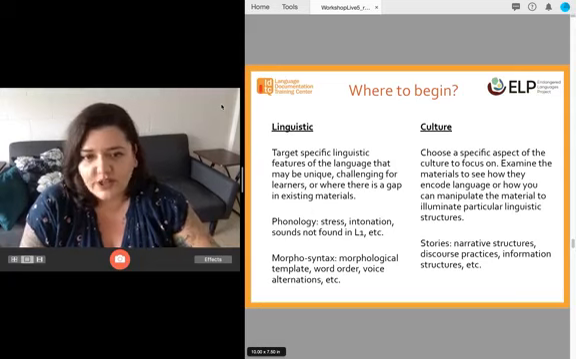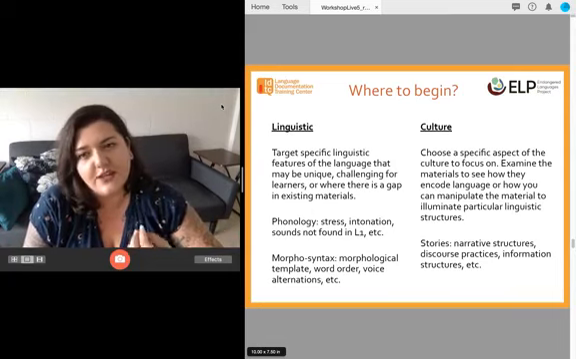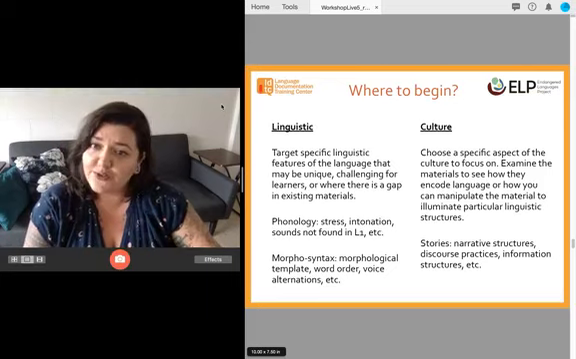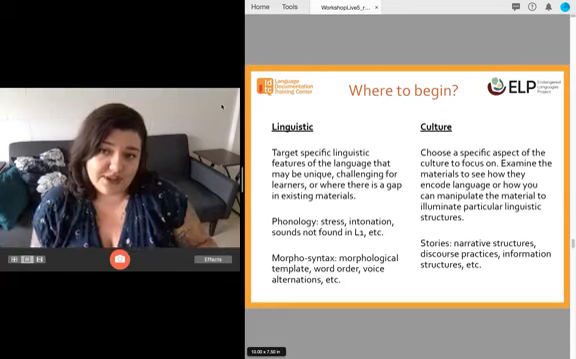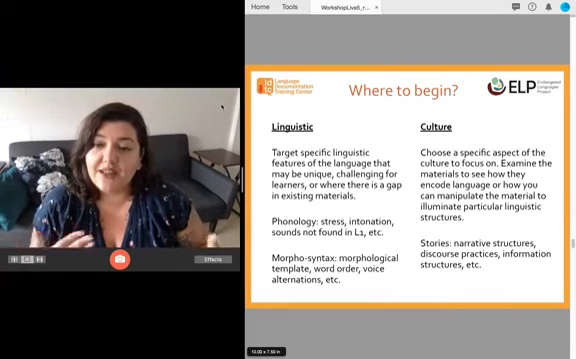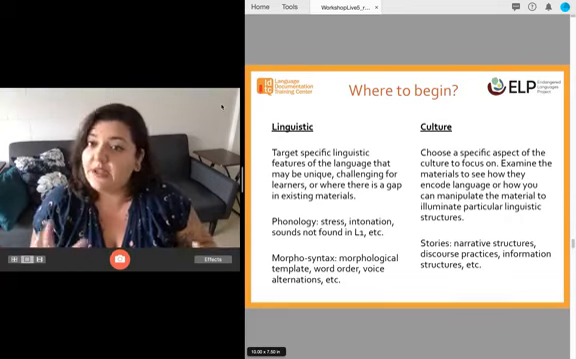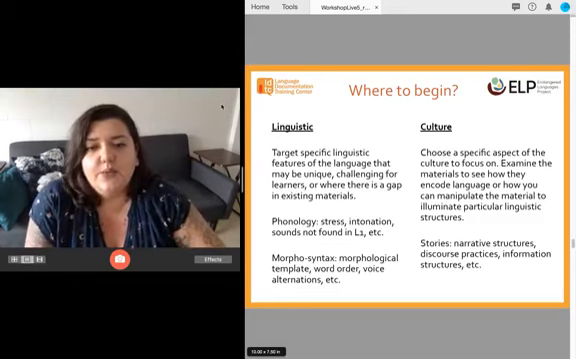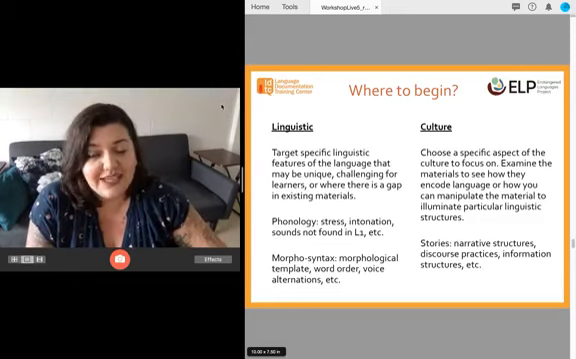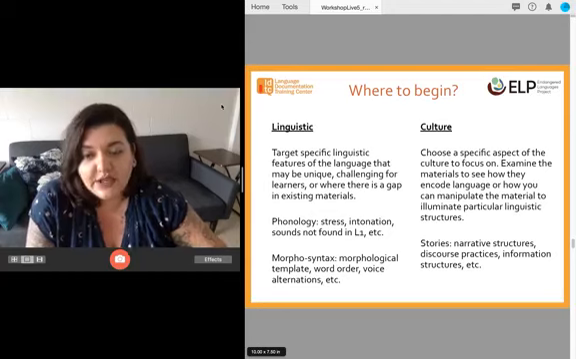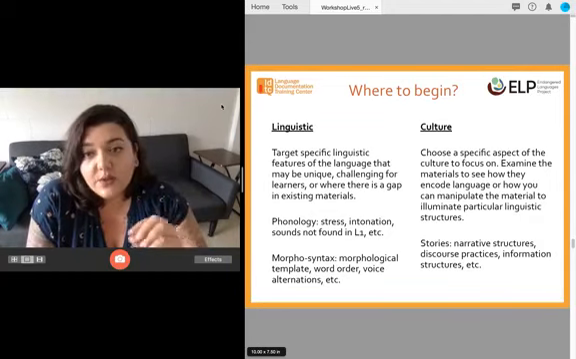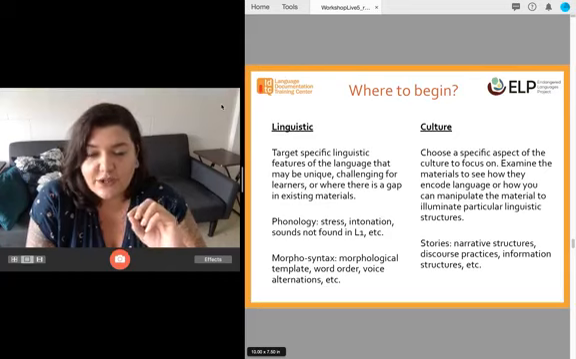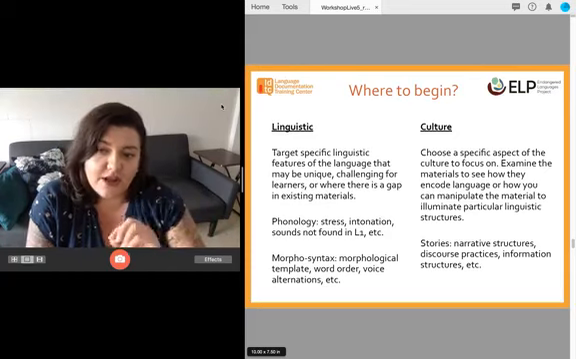So examples for phonology is, again, stress, intonation, maybe making an activity that focuses on sound production, something that's not in their first language that students have a hard time producing. You can look at morphological template if your language is very polysynthetic and has a lot of morphology, maybe creating material around that. Word order, voice alternations, really any aspect of a language can be the focus of a teaching material. But equally as important, you want to make sure to include culture in your pedagogical material design.